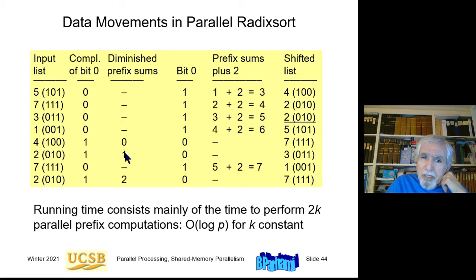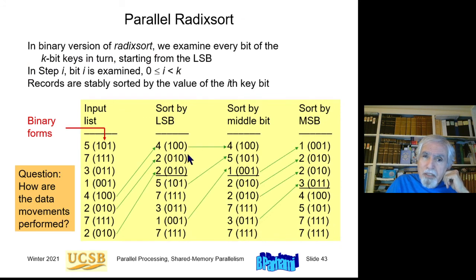So element 0, element 1, element 2, element 3, 4, 5, 6, 7. And once I know those locations, each processor has determined the location where its element should go in the rearranged list. It will just simply copy the element into that location. So I needed 2 prefix sums, one diminished prefix sum and one regular prefix sum. And each of these we know takes logarithmic time, and therefore the total time for this step is logarithmic. So there will be k logarithmic steps.